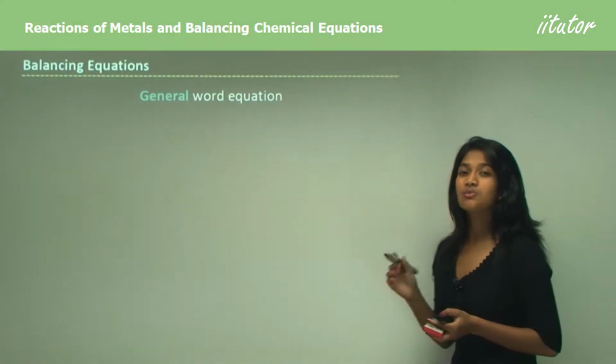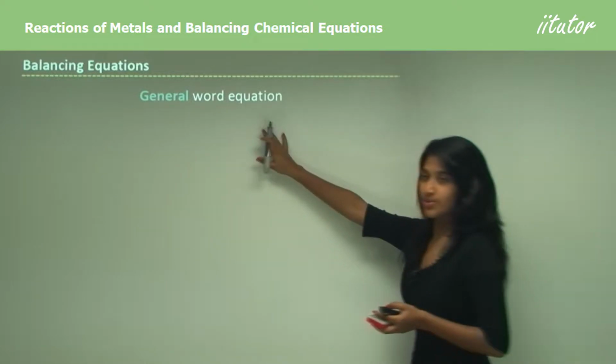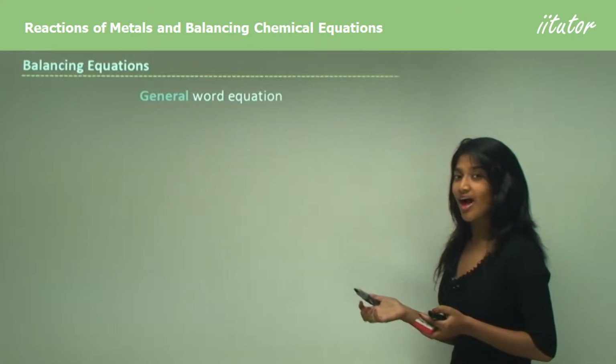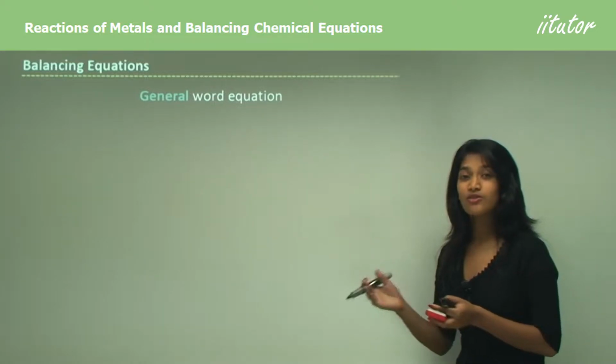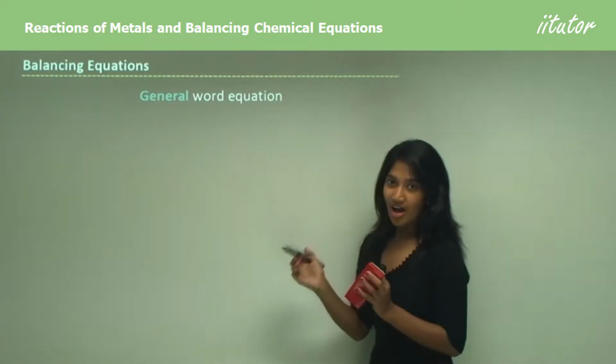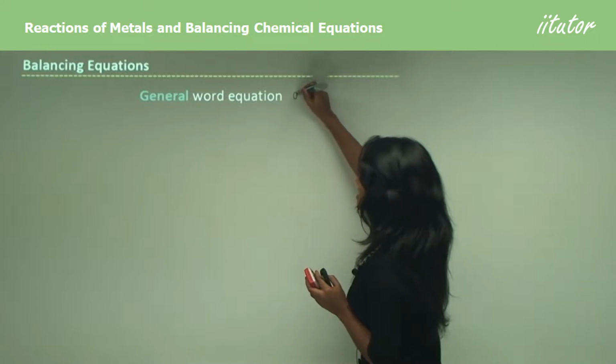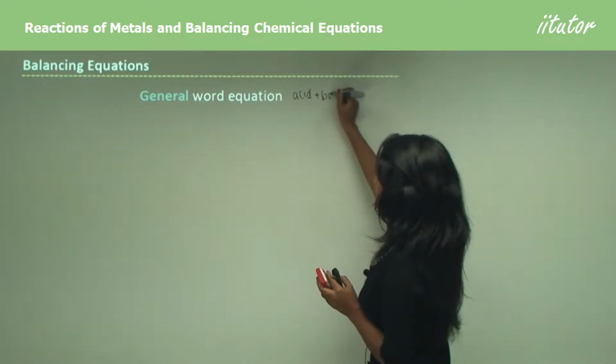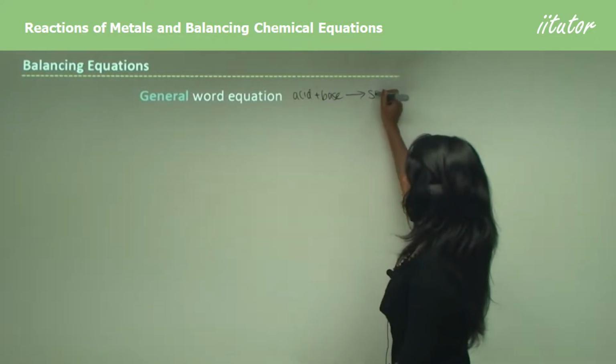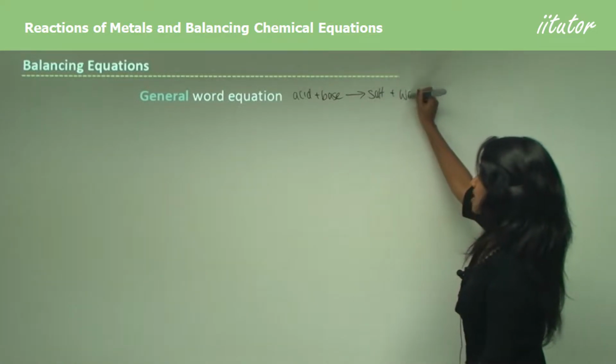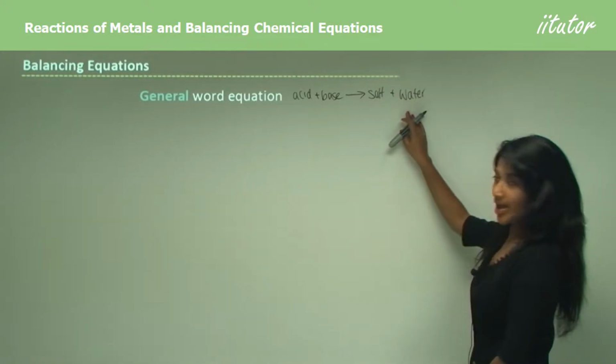First of all, it is best to write your general word equation. And this is something like acid plus base would give you salt and water. So we'll start off with that. We'll write that acid plus base gives us salt plus water. So this is our general word equation.